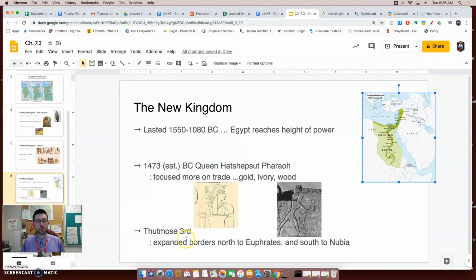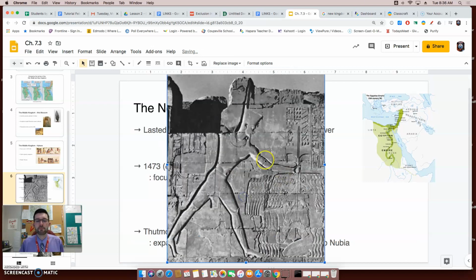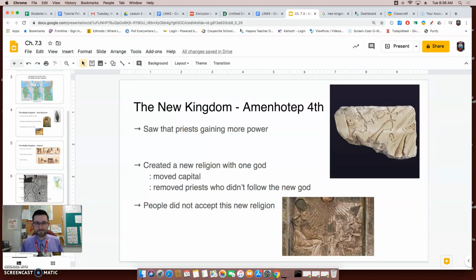Thutmose III, on the other hand, he wanted to expand. And he did. And the borders went north to the Euphrates River and south to Nubia. And as this picture shows, with Thutmose grabbing the hair of his enemies, and I assume he's holding up some kind of weapon of destruction. Yeah, he was a man that liked to fight. I don't know if you could say he liked to fight, but he liked to conquer.